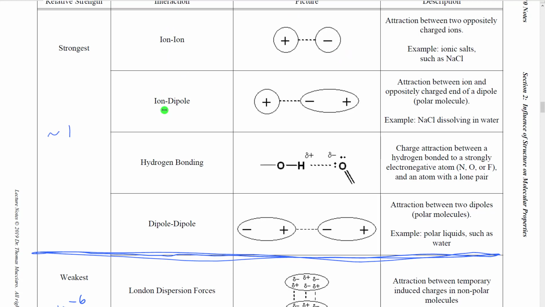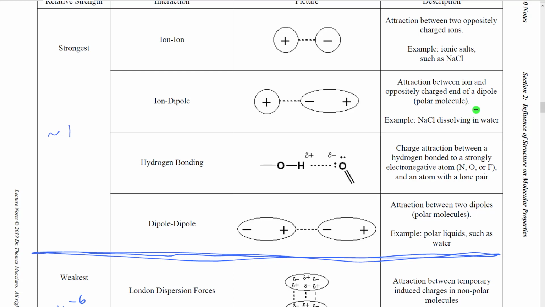The next attractive force would be between an ionic particle, which has 100% of a charge, and a polar molecule, which overall is uncharged. The entire particle has no charge, but there are negative and positive partials on the ends. So if we had a positive ion, it would be attracted to the partial negative on the end of that polar molecule. We would say this is the attraction between an ion and the opposite charged end of a dipole, in other words, the opposite charged end of a polar molecule.